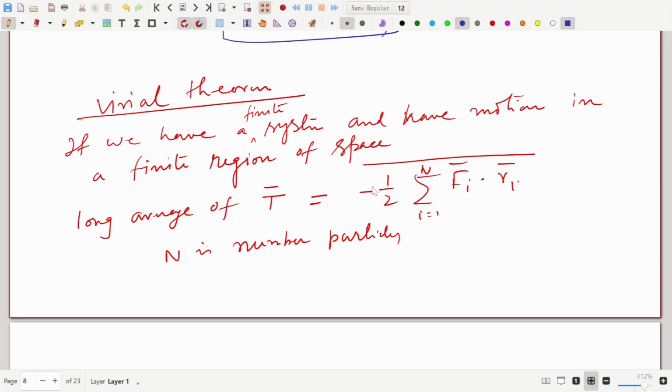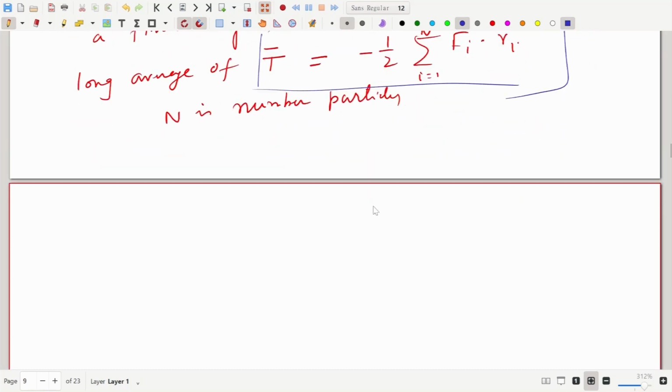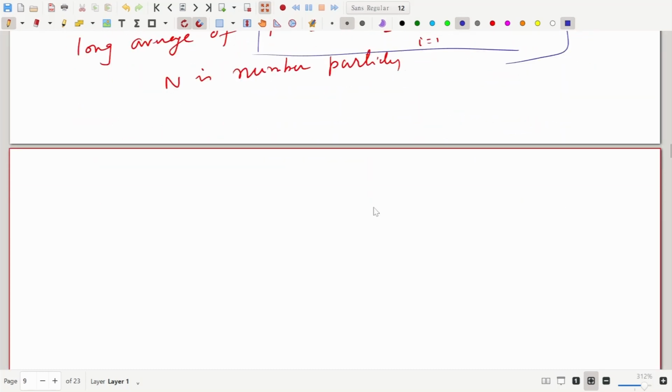So, this expression for the long time average of the kinetic energy is the statement of the Virial theorem, where n is the particle number, Fi is the force acting on the ith particle, Ri is the position vector of the particle, and the bar over it means the long time average. Now, we will prove this statement first, and then we will see the consequences.